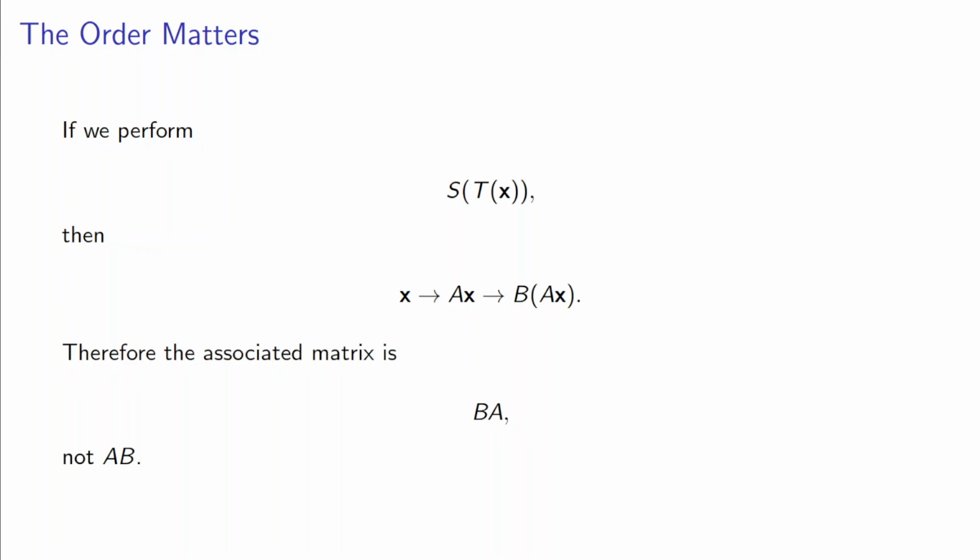Even though we're performing the transformation associated with the matrix A first, we write it as B times A. So not A times B, it's not left to right. This is the first transformation. This is the second transformation. And so, hopefully this little diagram up here helps explain why that makes sense.